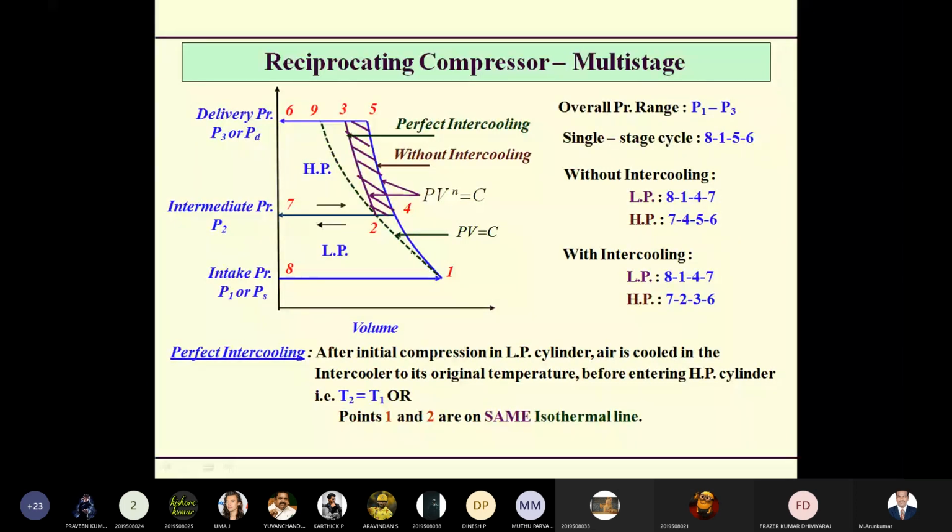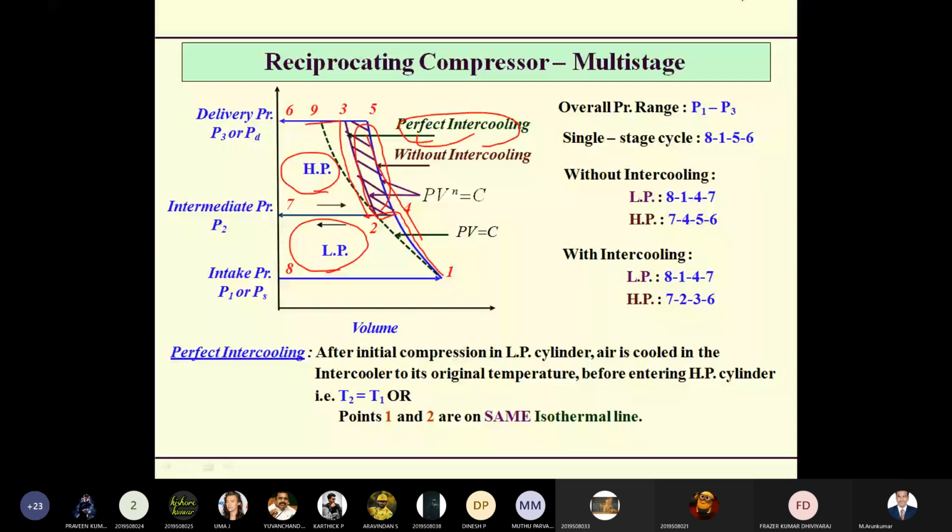So this is the low pressure cylinder. This is the high pressure cylinder. So the intercooling is happening in this region: low pressure, intercooling, and again compression, then again intercooling. This is your PV diagram without intercooling. Then this is the PV diagram for perfect intercooling. We discussed this in the earlier slides very well.